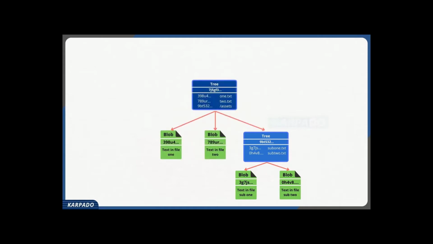And then we're going to have another tree object created for the parent project directory, and it's going to have the hash codes of its own files. In addition to that, it will also hold the hash code of the subtree, which corresponds to the assets directory. And of course, each one of these tree objects would have its unique hash code to uniquely identify it, so that it can be referred to from some other objects.